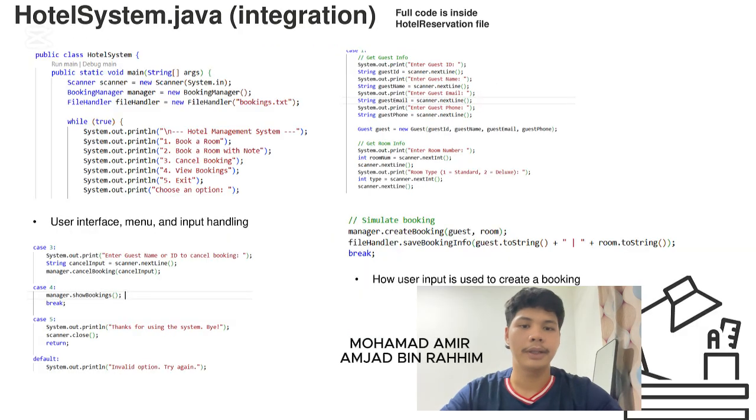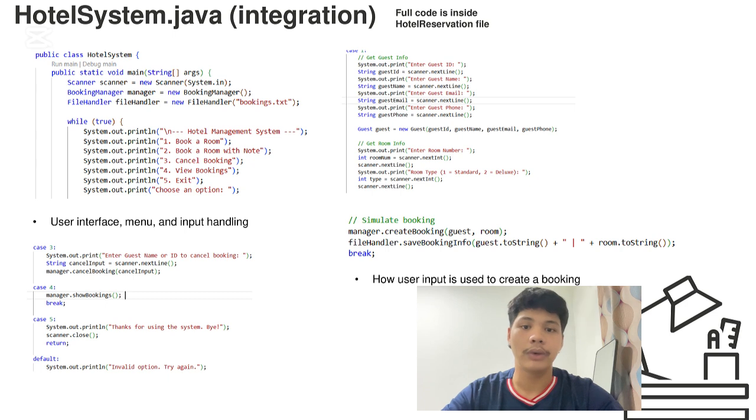Okay, now I'll explain the main program file, HotelSystem.java. This is the file users actually interact with when they run the system. It uses a simple console-based menu to allow users to book a room, add a note to the booking, cancel a booking, or view the latest booking.